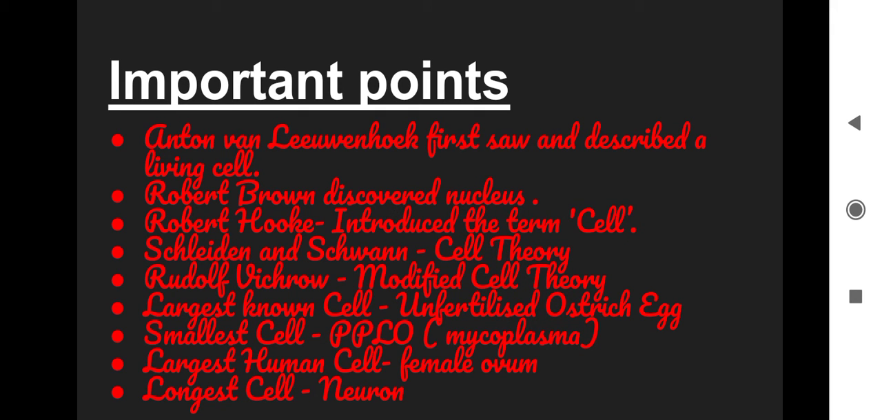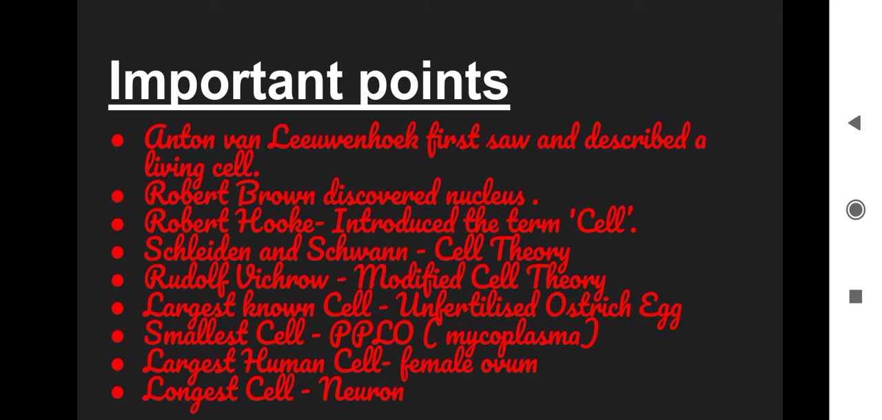Important points about the cell that are frequently asked in the exams. Anton van Leeuwenhoek first saw and described a living cell. Robert Brown discovered the nucleus. Robert Hooke introduced the term cell. Schleiden and Schwann gave the cell theory. Rudolf Virchow modified the cell theory.